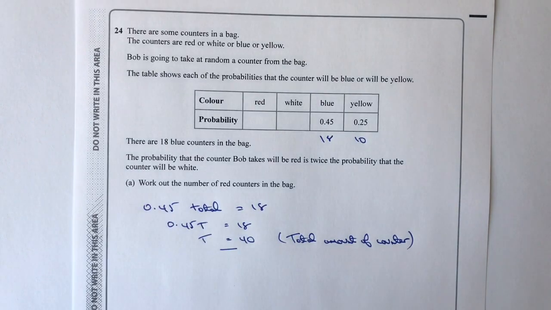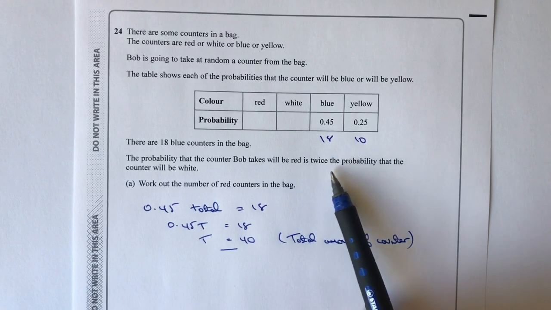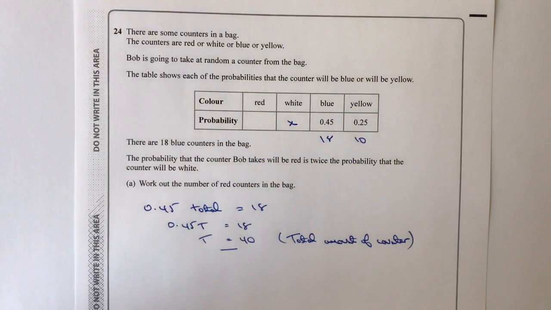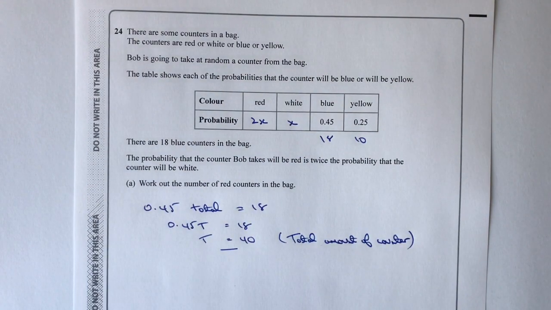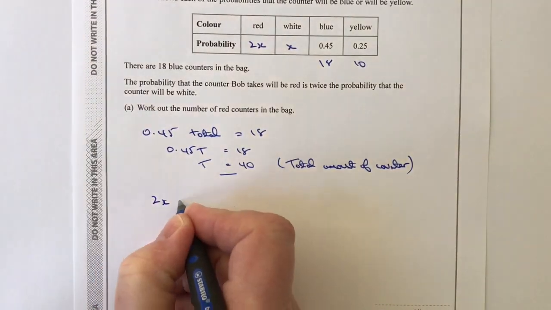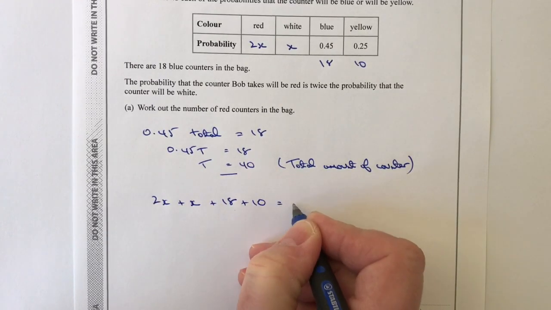Then it also tells us that there's twice as many red as there are white. The probability that Bob takes a counter that is red is twice the probability that the counter will be white. So in that case, if the probability of taking a white is x, then the probability of taking a red is going to be 2 lots of x. So we're now in a position where we can put all of this together in some sort of formula or equation to work out the red and the white counters, because we can say 2x plus x, which is red and white, plus the 18 blue, plus the 10 yellow must equal 40.